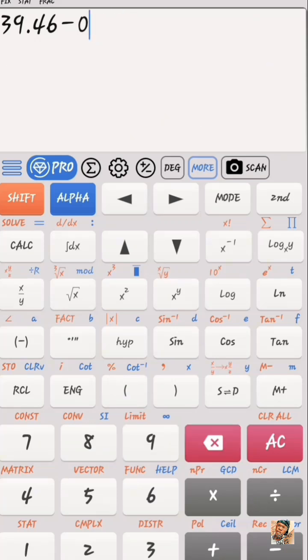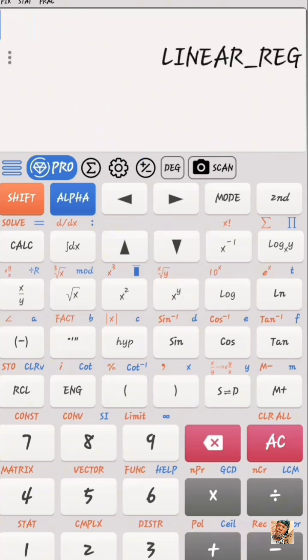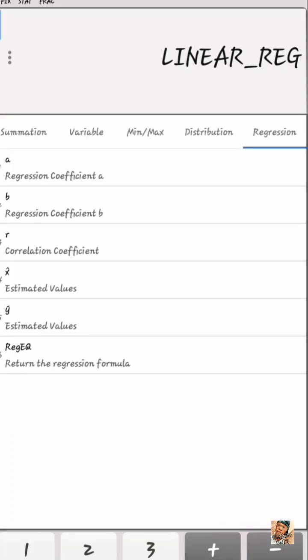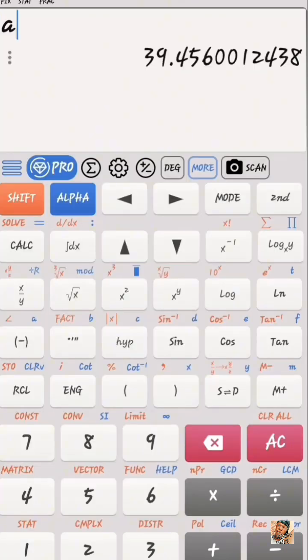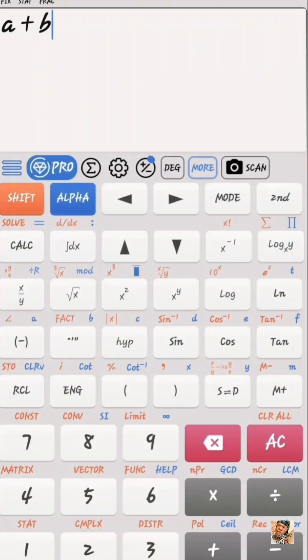What I'm going to do is substitute the exact values of A and B. So I'm going to press shift and then 1, go to the regression line, and select A. I know that A is 39.46, but this one is not converted. Then I'm going to say plus and then B. So these two are not converted, okay? But I know that B has to multiply the x.